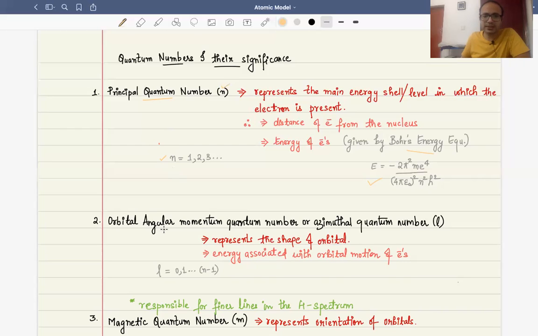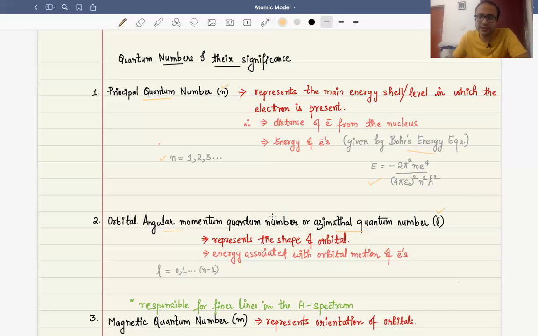Let us move on to the next quantum number, and that is your orbital angular momentum quantum number, also called the azimuthal quantum number. It is represented by a small letter l. Please remember these representations, because you should be pretty aware of the quantum numbers as well as their corresponding representations. Now, orbital angular momentum quantum number, as we can understand from the term, is related to the angular momentum of the electron.